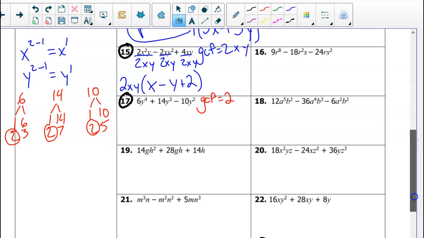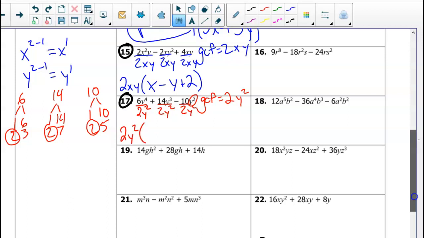I see that each of these terms has a y variable, but I need to look for the lowest amount, which is 2. I can't take 4 out of 2 without getting a decimal or a fraction. So the lowest amount of y's I can take out of all of these is 2. And I'm going to divide each term by that and see what's left.